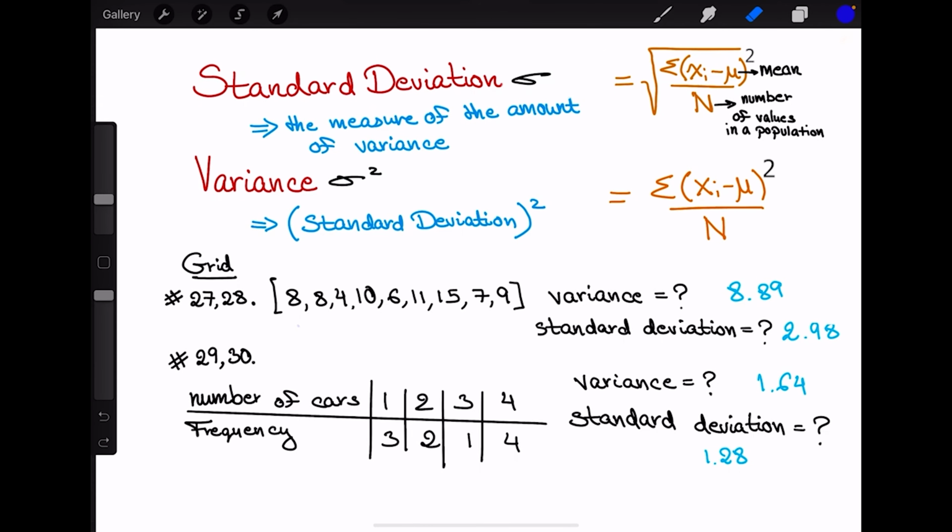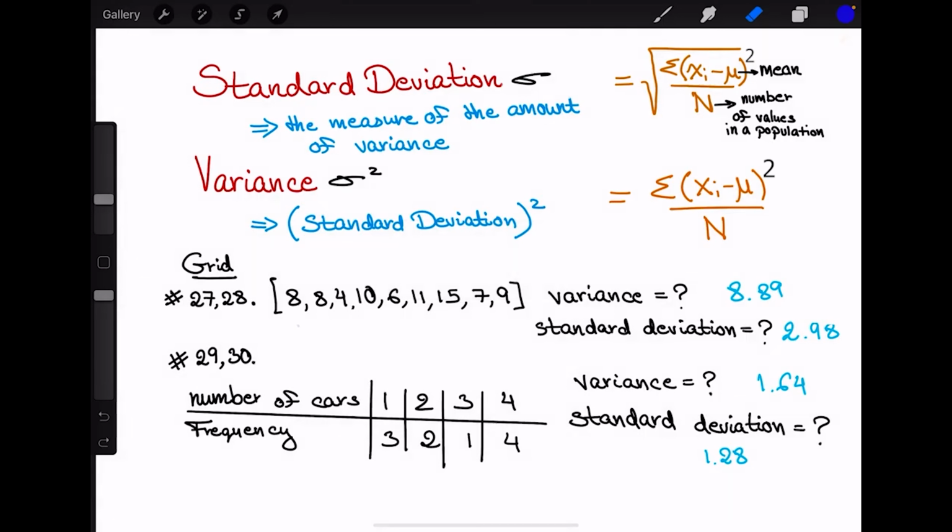Now moving on to the variance, it's simply the standard deviation squared. That's all you need to know about it. Now let's look at a few questions and see how different types of data will be presented and how to find the standard deviation and variance for each.